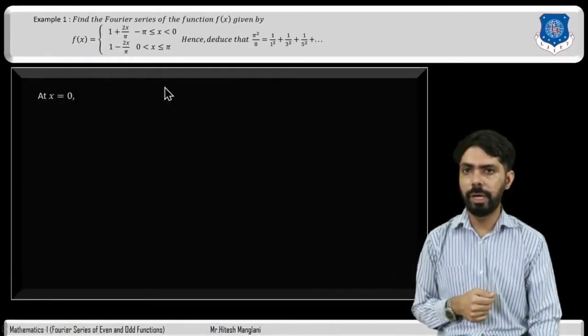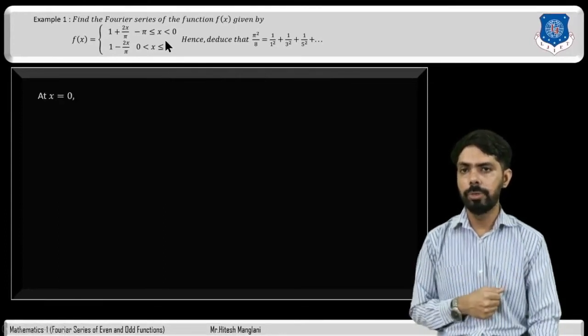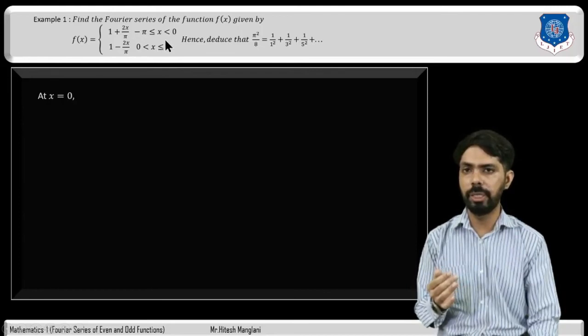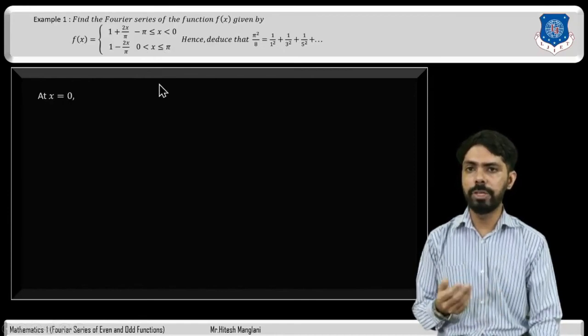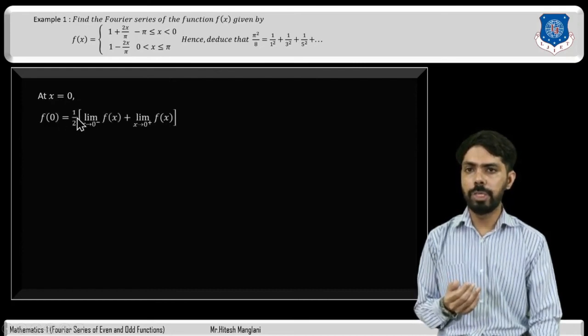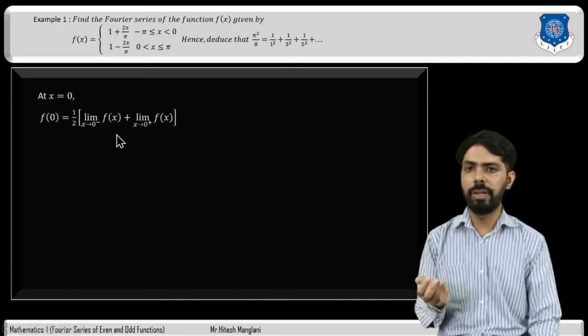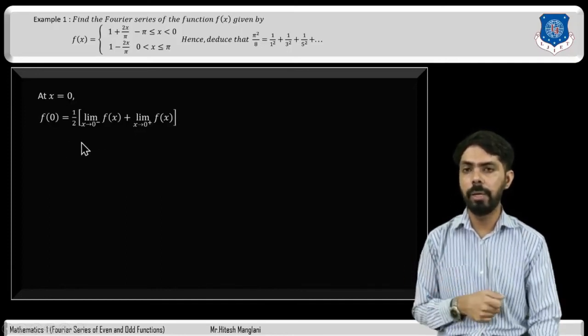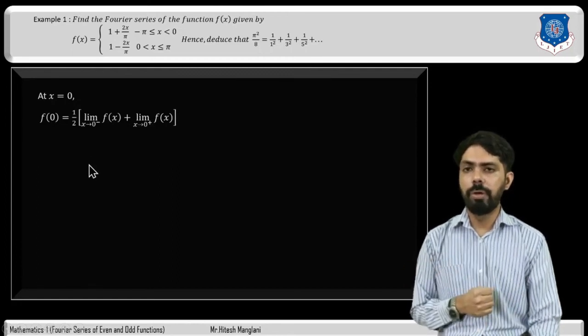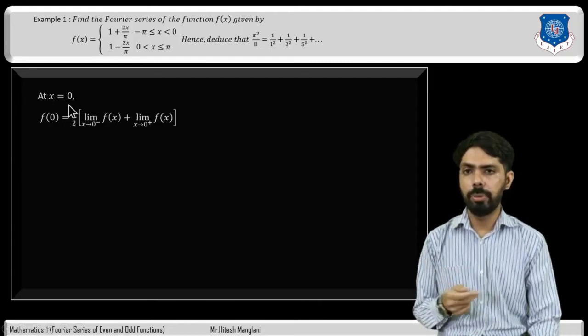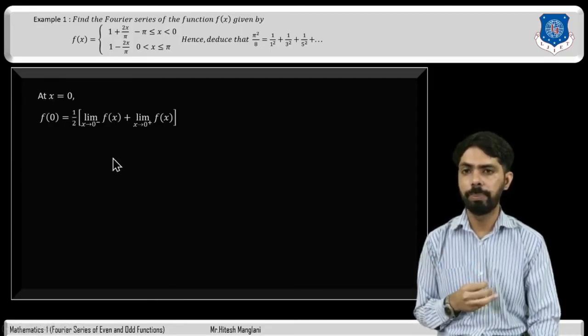first of all, we will have to find the value of the function at x = 0. Here, as you can see, the function is discontinuous at x = 0. Therefore, to find the value of the function at x = 0, we will use this formula. f(0) = 1/2 [limit x tends to 0- f(x) + limit x tends to 0+ f(x)]. That is the sum of the left hand limit and right hand limit, whole divided by 2. So this is how we can find the value of the function at the point x = 0, where the function is discontinuous.